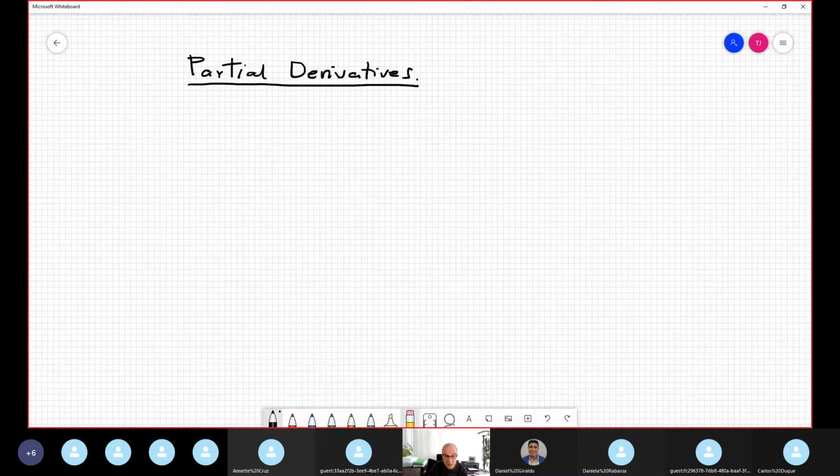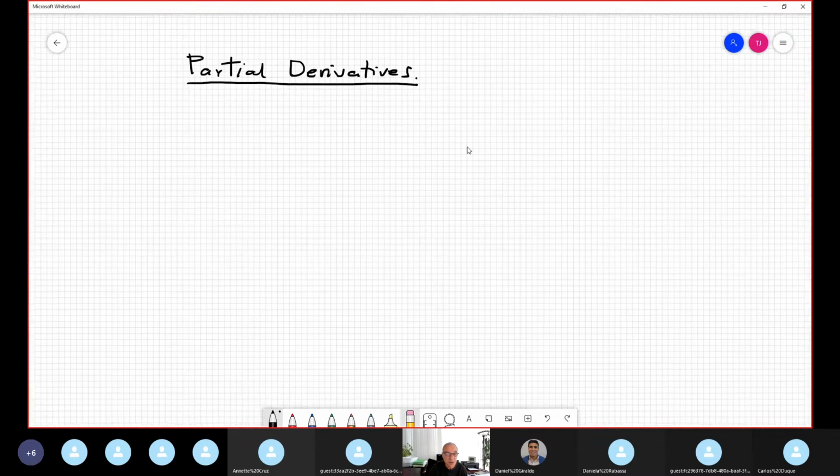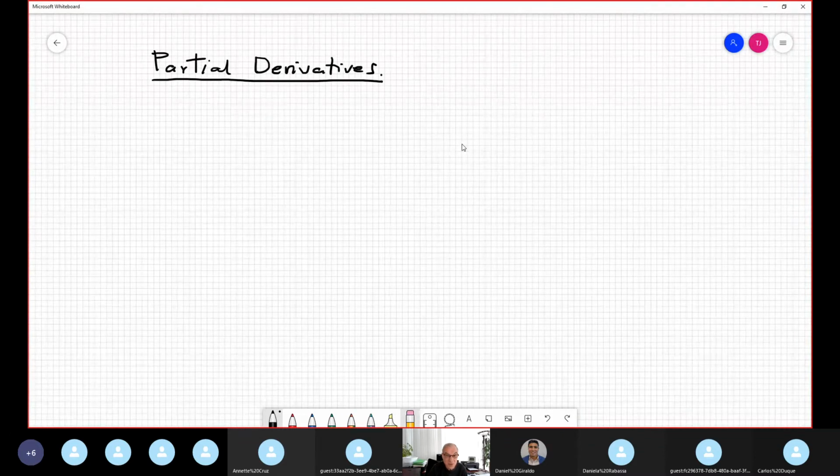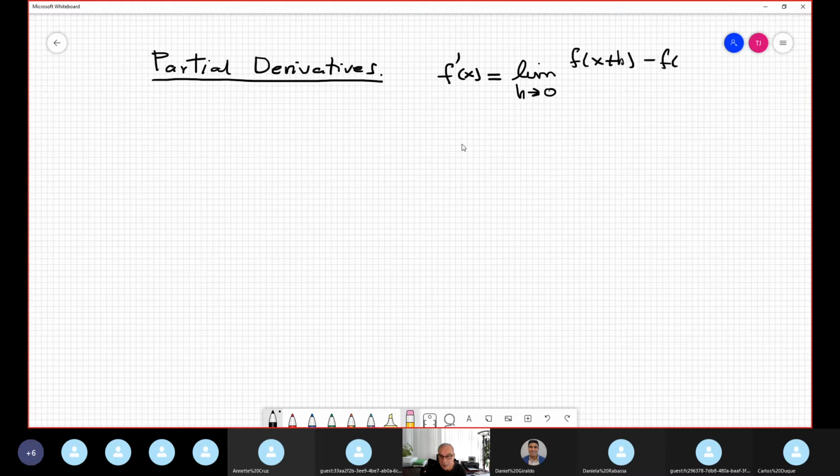I go on. Continue. Partial derivative. What is that? You know the definition of the derivative in Cal 1. Okay, in Cal 1, the definition is the limit when h approaches 0 of f of x plus h minus f of x divided by h. This is the definition. If this limit exists, the function is differentiable.